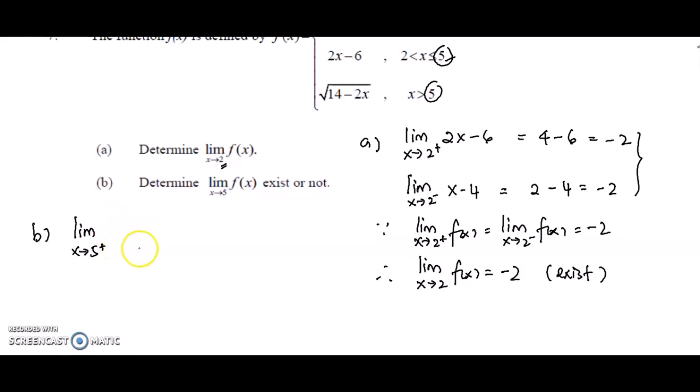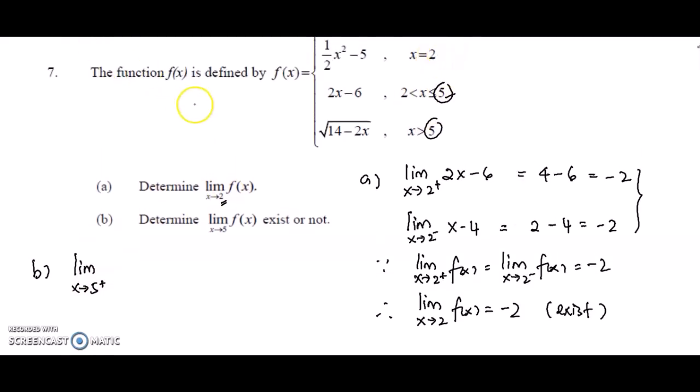So you need to put the f(x) over here, the corresponding f(x). You need to determine whether the 5 positive falls in the third interval or the fourth interval. Okay, 5 positive means a value which is a little bit greater than 5. So the function we have to take is the square root of 14 minus 2x. Then just put in the 5 by the substitution method.